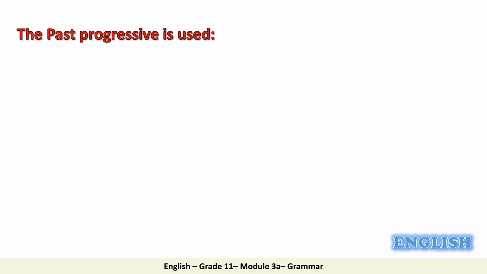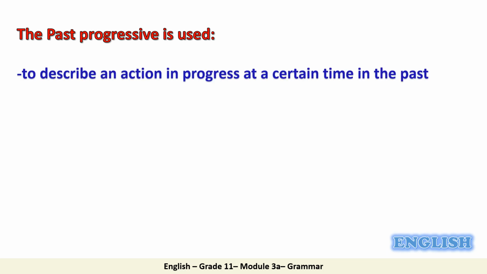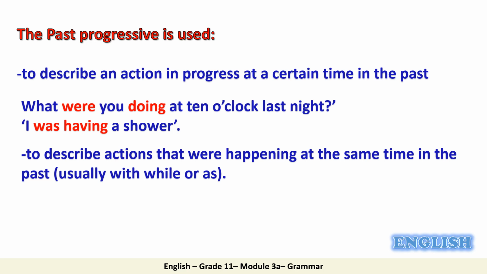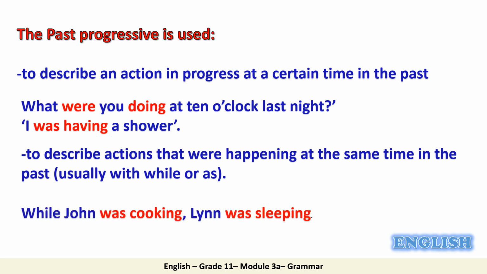The past progressive is used to describe an action in progress at a certain time in the past. For example, what were you doing at 10 o'clock last night? I was having a shower. Also, to describe actions that were happening at the same time in the past, usually with while or as. For example, while John was cooking, Lane was sleeping.